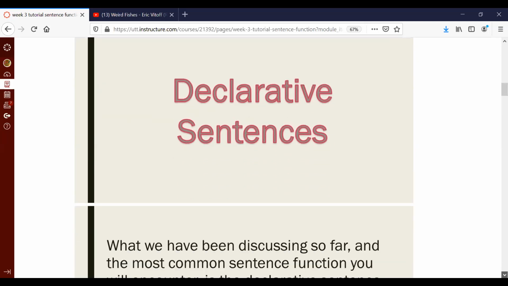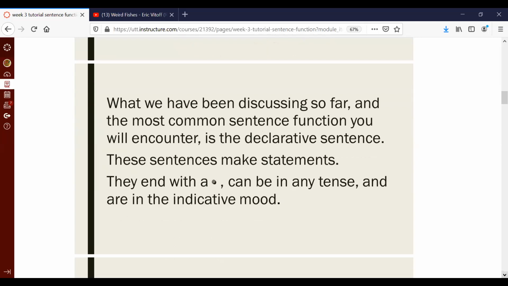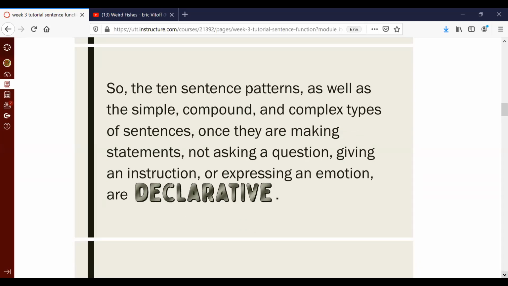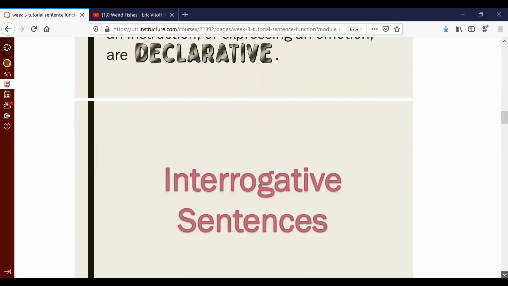The first is the declarative sentence, as we looked at before. This is to make a statement. They always end with a full stop. It could be in any tense, and it uses what we call the indicative mood of the verb. So most of the sentences we covered before, simple, compound, complex, are usually declarative sentences. These straightforward sentences with regular sentence structure are declarative. They're there to make a statement.